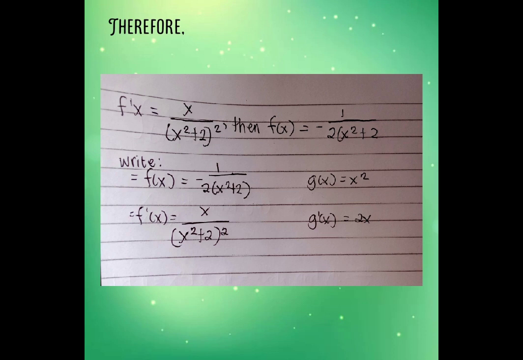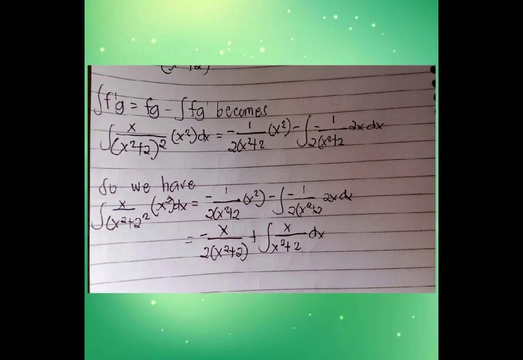Then, we can write f of x is equal to negative 1 over 2 times the quantity x squared plus 2, which is the antiderivative of f prime of x equal to x over x squared plus 2 squared. And g of x is equal to x squared, and g prime of x is equal to 2x. Using the following formula, the integral of f prime g is equal to fg minus the integral of f times g prime, the integral becomes x over x squared plus 2 squared.